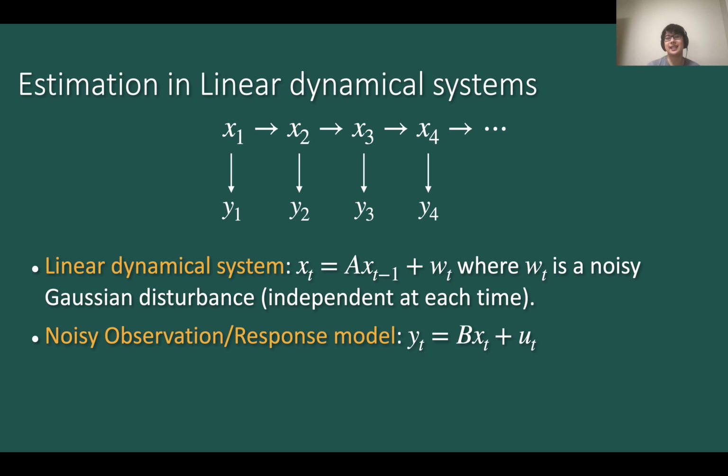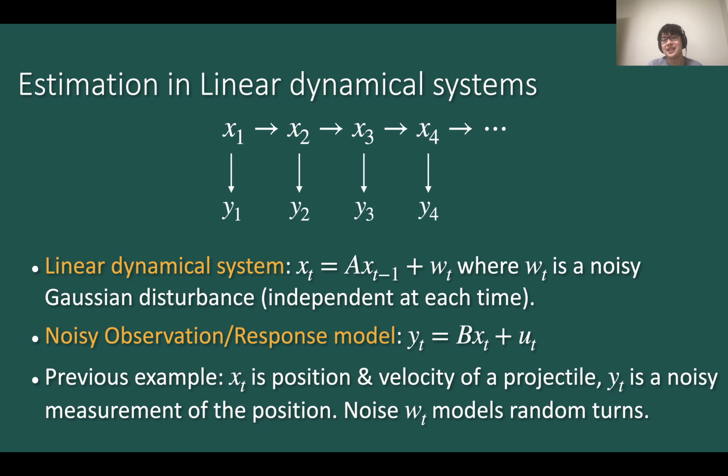And what we get is we don't get to see the system directly. So instead, we only get to see a noisy observation of the model. And again, we consider a general linear function, B, of x to be the observation at time t, and we add some noise to make it realistic. And again, the noise u_t is assumed to be Gaussian.